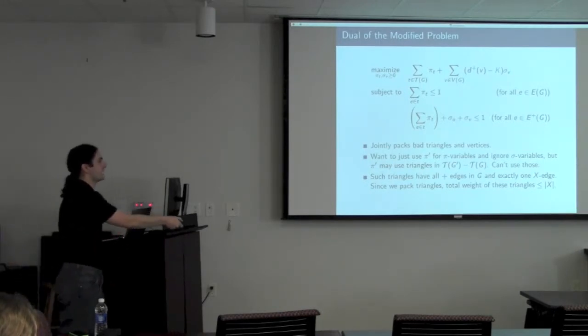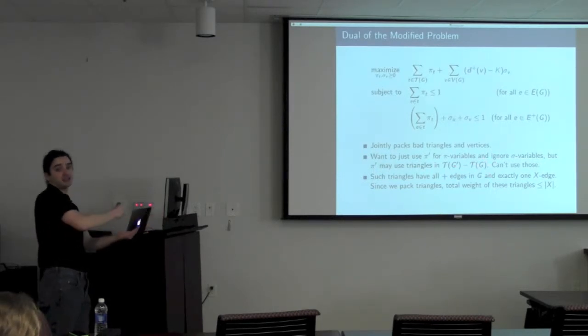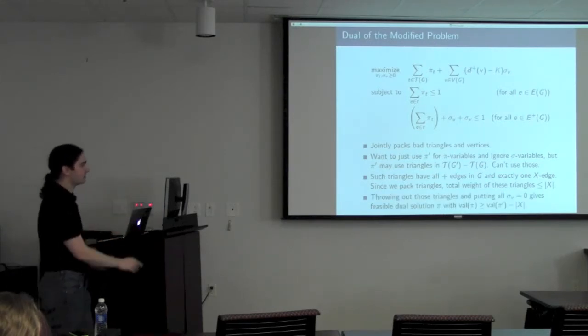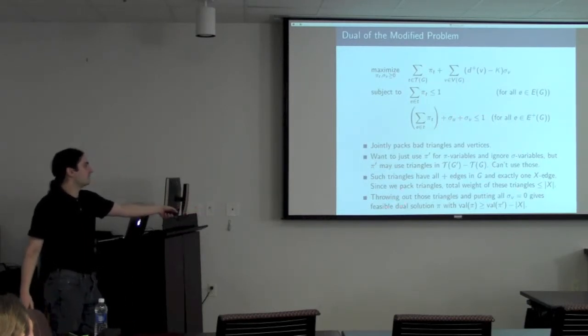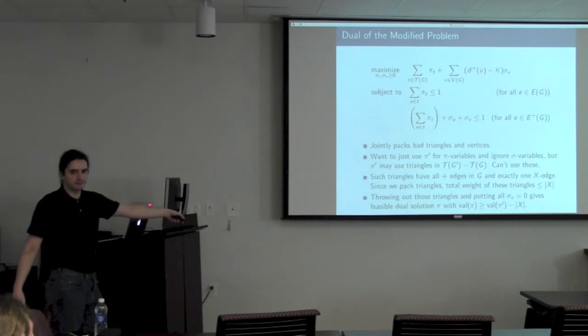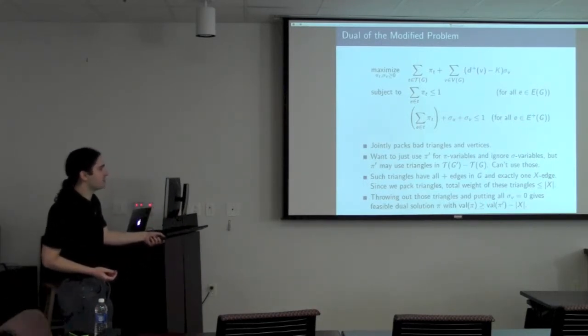And so when I sum over all of these new bad triangles, their total weight is at most the size of X, because they each contain an edge from X. And so if I throw out all those triangles and put all my sigma v's equal to 0, I'll get a feasible solution to this dual problem, and its value will be at least the value of pi prime minus the weight of the triangles I threw away. Okay, that's kind of nice, but I don't know how these quantities compare to each other.